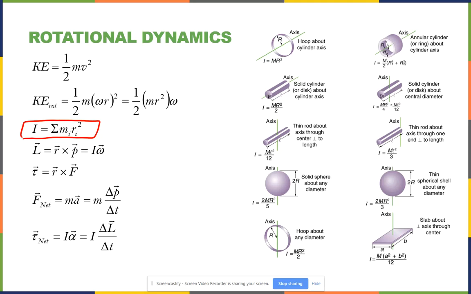If I take this cylinder and I spin it about the center, then I'm going to have to add up the radii from each little piece of mass squared times that piece of mass. How would we do this? People in calculus-based physics should answer with an integral. Everyone else would say, but I'm not in calculus-based physics. And in that case, you trust somebody who's done the integral and you look at a table.